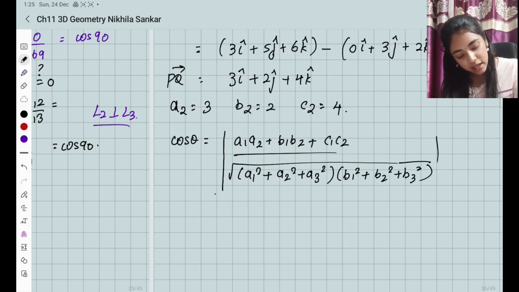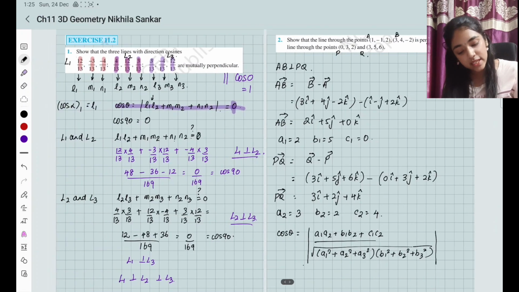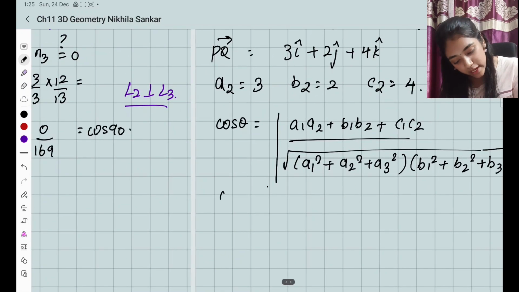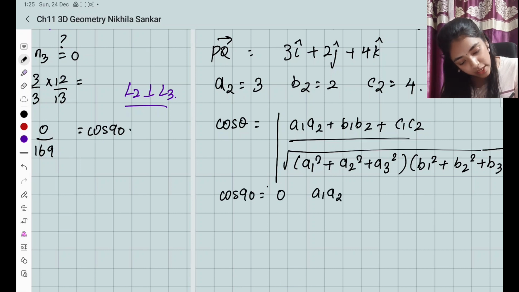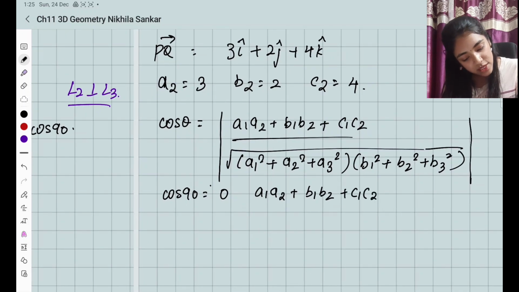Now, what are they asking in the question? You have to prove that this is going to be perpendicular. What does perpendicular mean? Theta is going to be 90 degrees. So when I do that, I have cos 90 equals 0, which means I can say that A1 A2 plus B1 B2 plus C1 C2 equals 0. Correct? So this is what I have to prove.